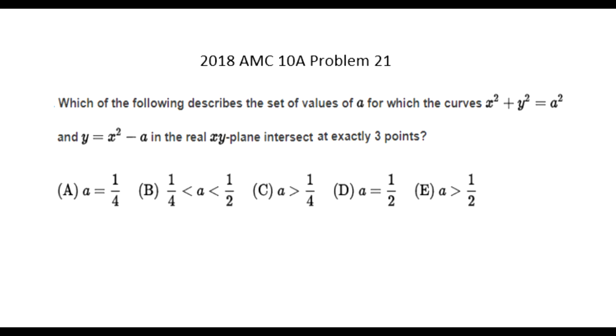This is problem number 21 of 2018 AMC 10A. Which of the following describes the set of values of a for which the curves x squared plus y squared equals a squared and y equals x squared minus a in the real xy plane intersect at exactly 3 points?